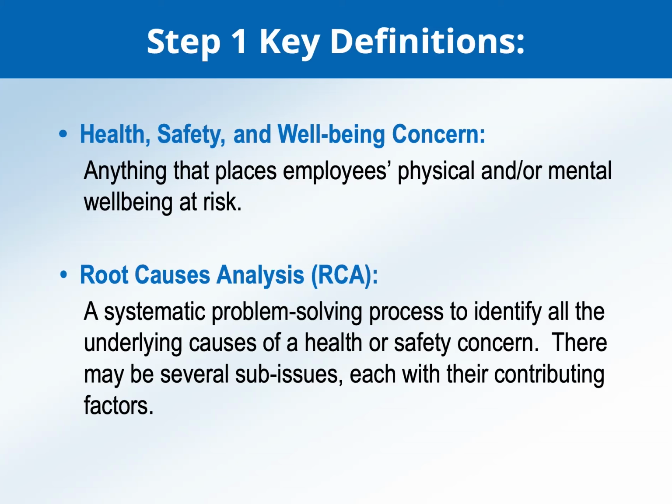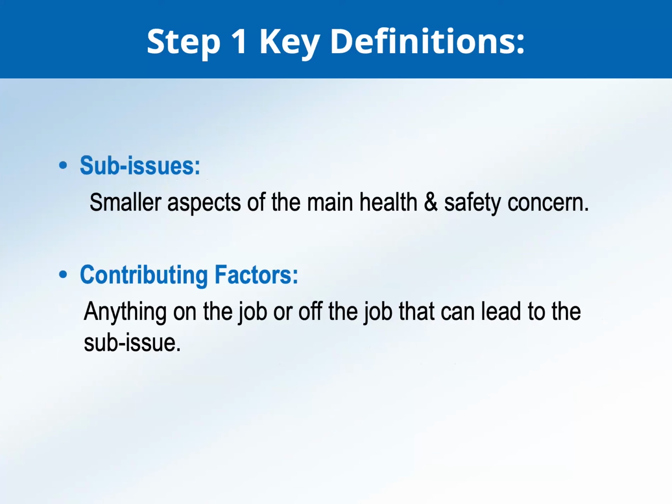In a root causes analysis, there are often many factors driving a health, safety, or well-being concern. We'll use these terms to name and organize the root causes. Sub-issues are smaller aspects of the main health and safety issue or concern. For example, if we think about root causes of hearing loss, we might identify sub-issues on and off the job, such as loud work environment, lack of hearing protection, and loud recreational activities, and even age.